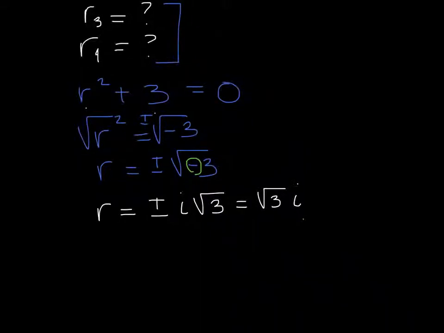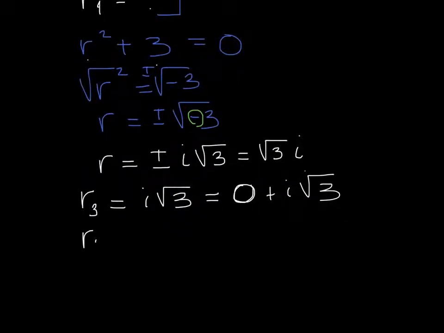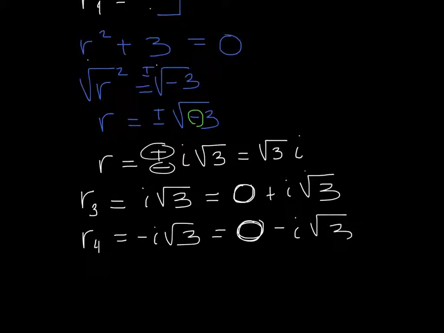So I know that R3 is going to be i radical 3. And I'm actually going to write, you'll see why this is important in just a bit, I'm going to add this 0 here, 0 plus i radical 3, which is the same thing. And then if I write R4, this is going to be negative. I want the positive and the negative, i radical 3, or 0 minus i radical 3.